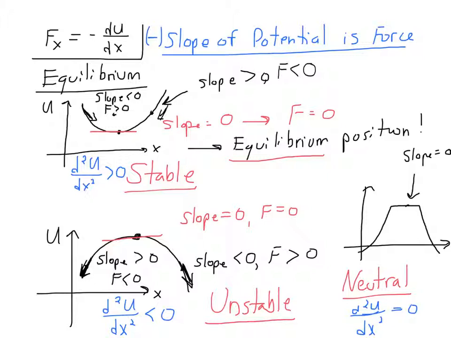But this is the definition of equilibrium. It has to do with whether the particle is accelerating or not. And that makes sense. If a particle is moving at a constant velocity, it is natural to call that an equilibrium because the particle is not changing its motion in any way. It's moving at a constant velocity.